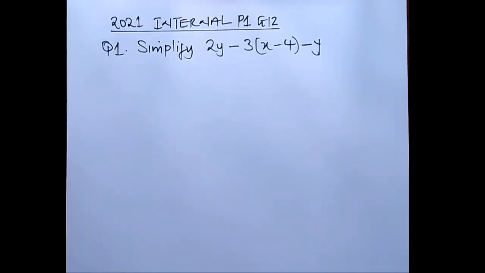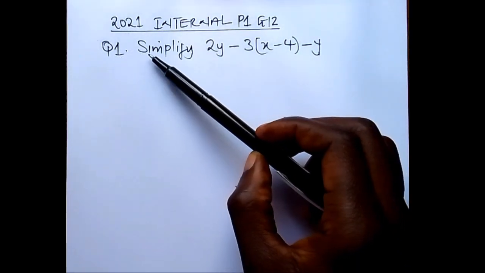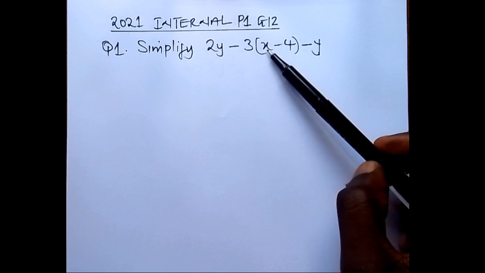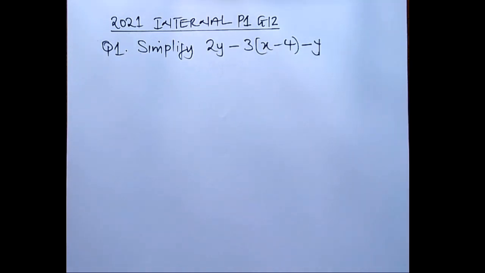In this video, I'm going to show solutions to questions 1, 2, and 3 from the 2021 Internal Mathematics Paper 1 at grade 12. First question is simplify 2y minus 3 open bracket x minus 4 close bracket minus y.